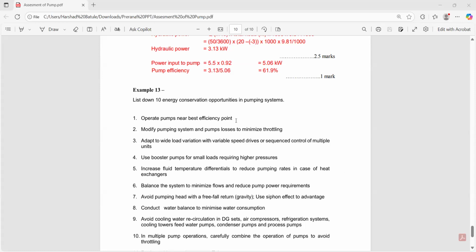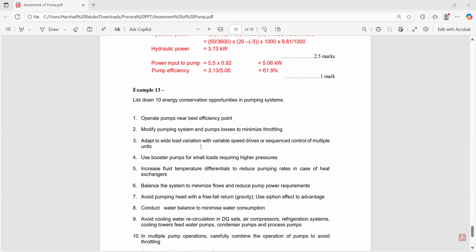Modify pumping system and pump losses to minimize throttling. If you are throttling, you have seen the example above. If you are throttling the pump discharge, your power would be on a higher side. But if you are providing variable drive, your power is going to decrease. Means your throttling is your loss in energy because you are creating additional resistance.